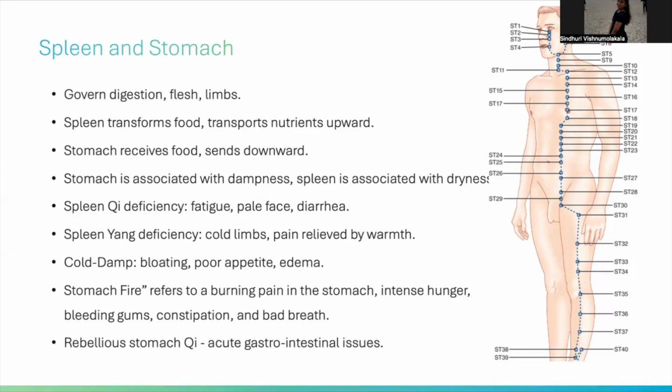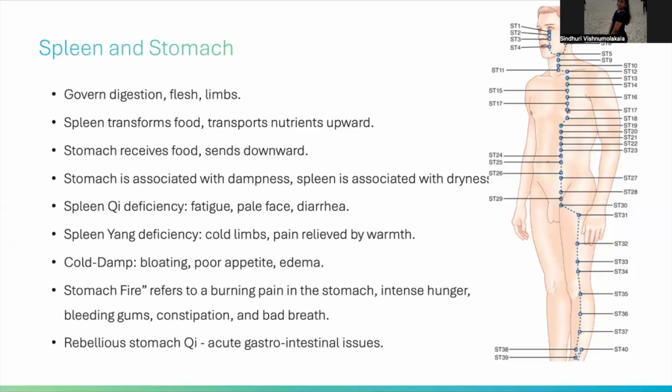The stomach receives food and sends it downwards. As I said again, the spleen transports nutrients upwards, stomach sends food downward. That means the food is moved to the small intestine where the nutrients are separated. So the stomach is associated with dampness while the spleen is associated with dryness.